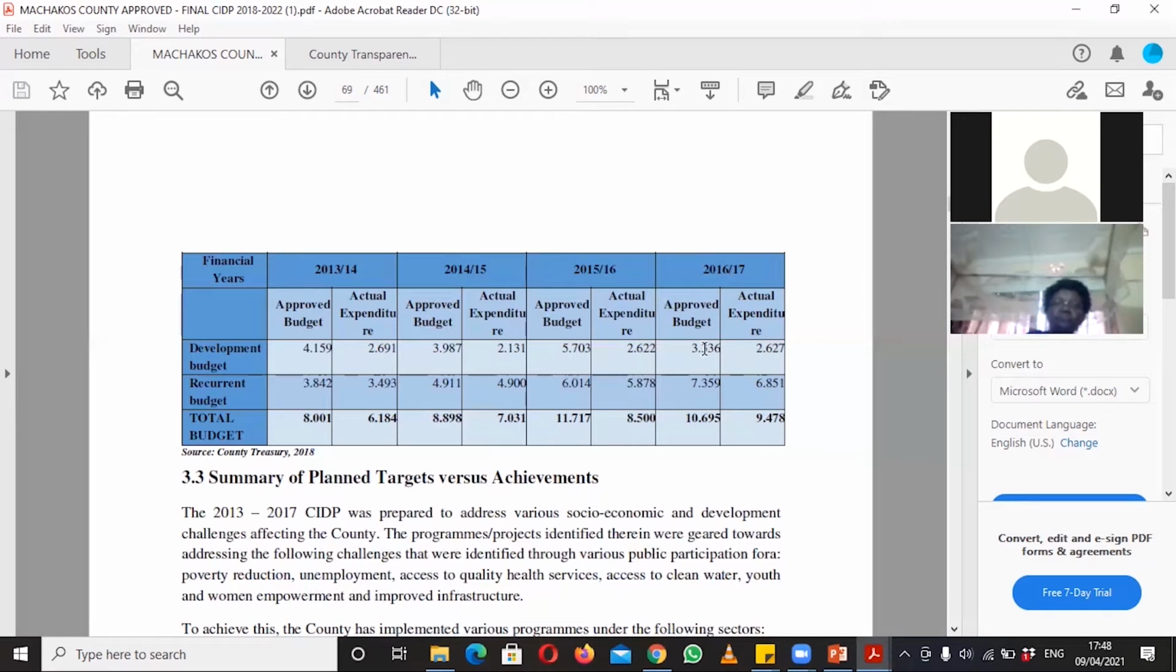So at least here they became more realistic. They put it at a target that they can meet. And then recurrent 7.3 billion. So here they used almost all the amount of money that they were given.